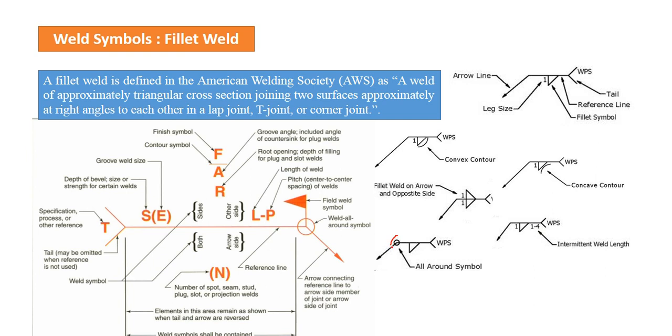This symbol is again of good importance. We use this in practical situations as well; it is commonly used. All around weld: if the weld is continuous starting from there, as in circular, square or rectangular shapes. This is on both sides with intermittent and staggered fillet weld.